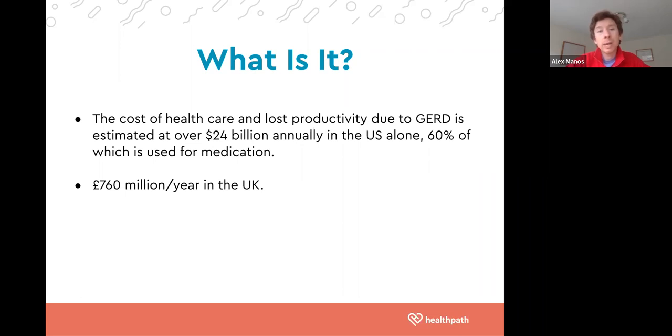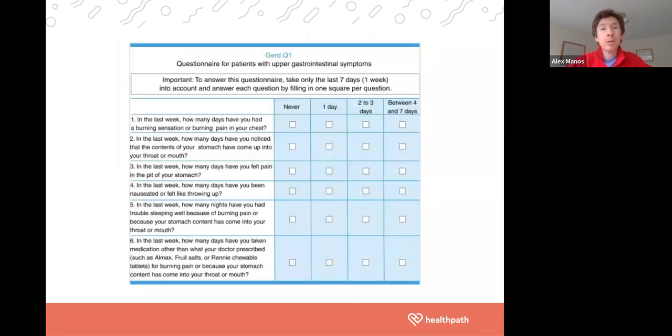And it costs the UK 760 million a year, which I know many of you are not going to be particularly interested in, but I thought it was quite staggering the amount that is spent on this. And again, primarily from a medication perspective, PPIs, proton pump inhibitors, are really the go-to medication for GERD.